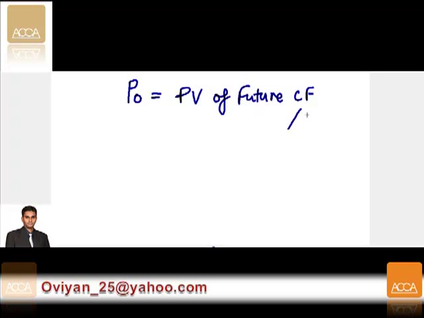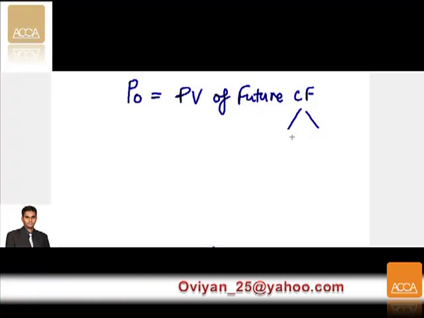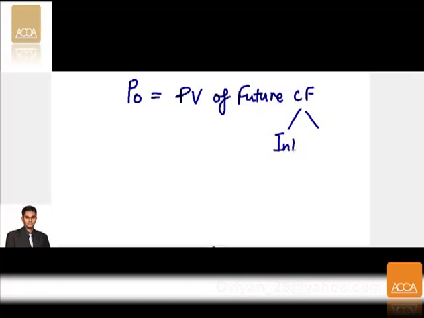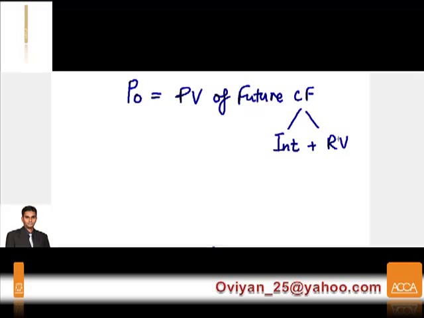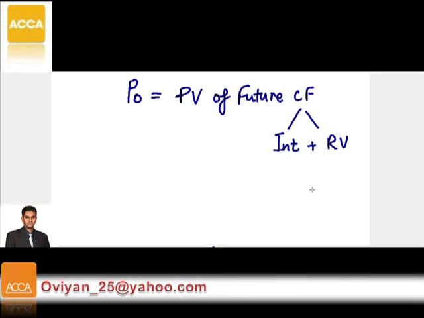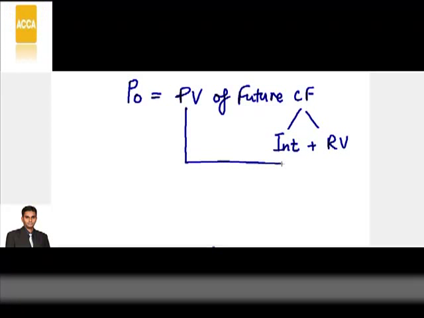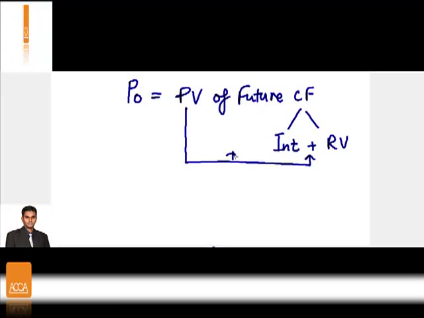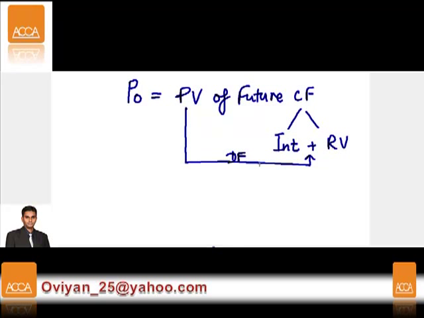The future cash flows comprise two things. For the investor, it will be interest received plus the redemption value when the bonds are redeemed on the day. So it's interest plus redemption value. And present value means you need a discounting factor, which normally will be the yield to redemption, or the cost of debt.